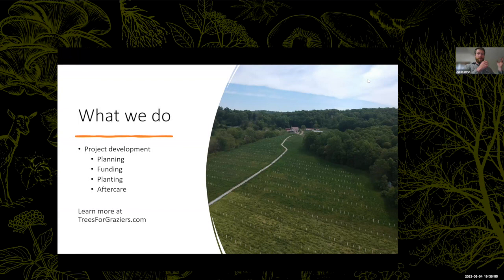So everything from the very beginning of the project through once the trees are mature enough to be on their own, we will take care of that whole process for people, because we realize that most people don't have the knowledge set or the time or the money to be able to do it themselves. So we come through and help with each one of those steps.